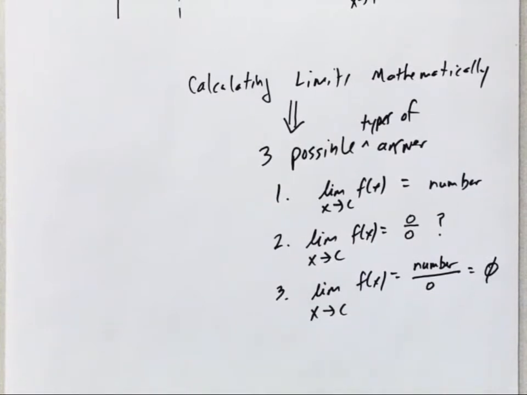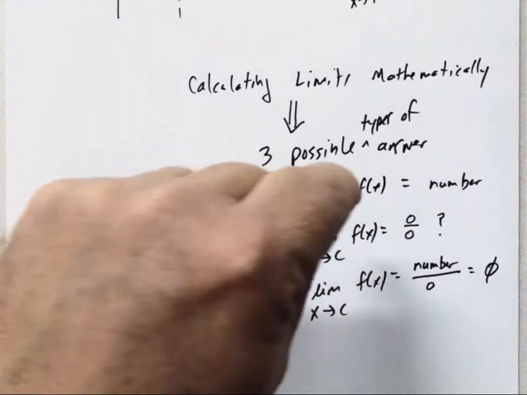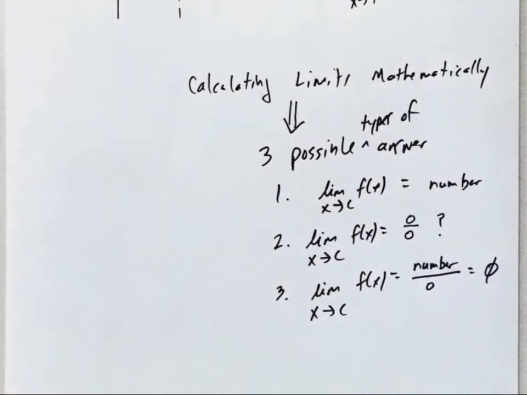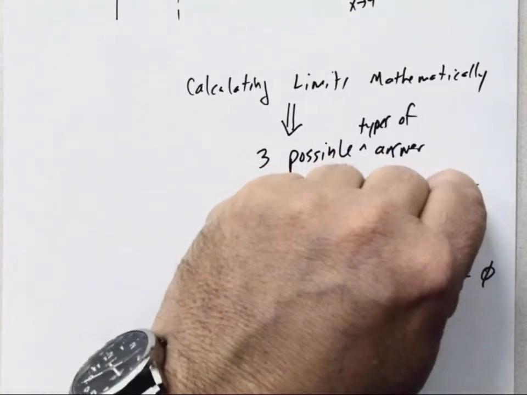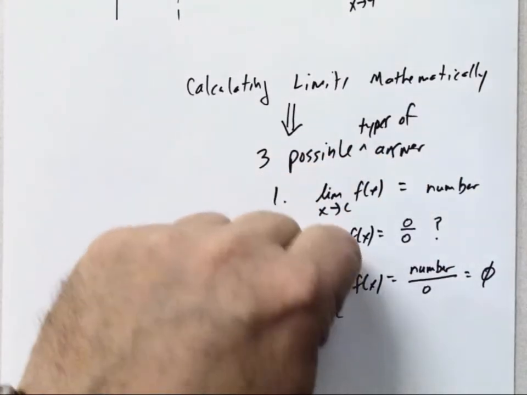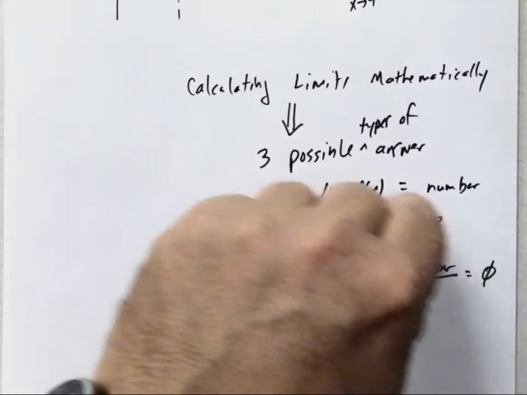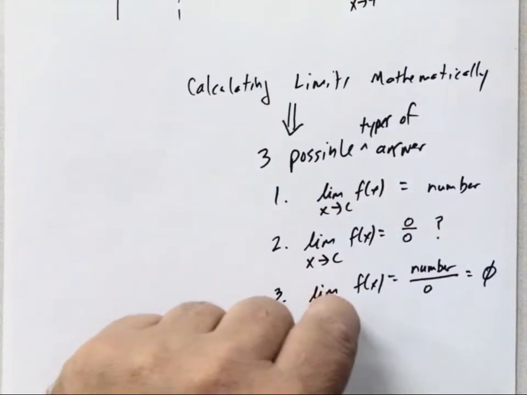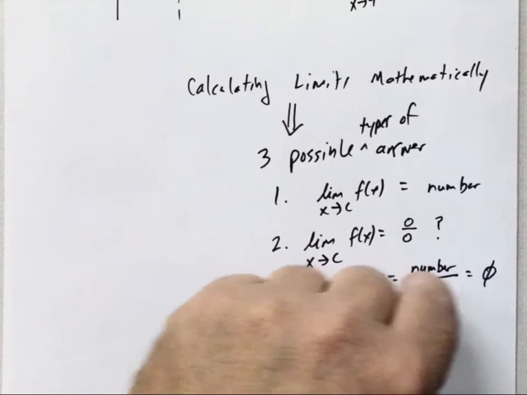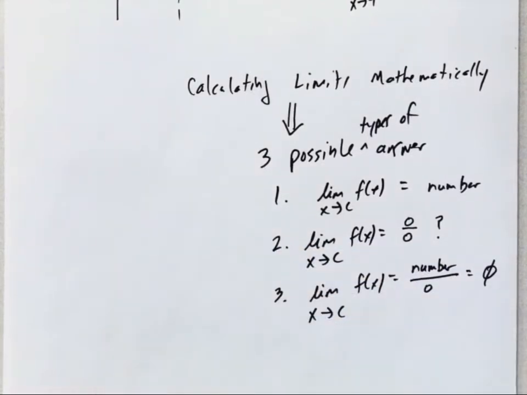So for all the functions where we try and take a limit, one of these three things is going to happen. The limit is going to either equal a number, the limit is going to be 0 over 0, and we're going to talk about what to do with this, or the limit is going to be a number divided by 0, which means undefined.